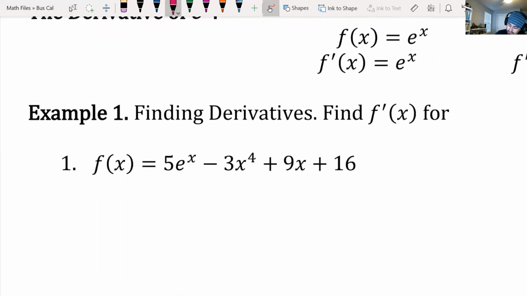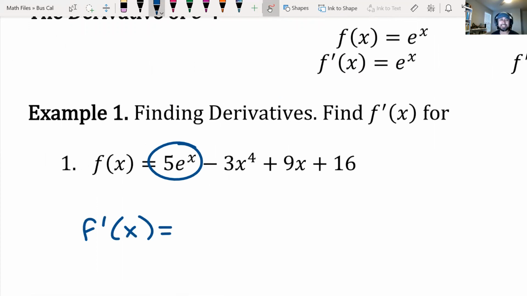Okay, so we want the derivative of f of x, so we're going to say f prime of x. And first up is, what is the derivative of 5e to the x going to be? 5e to the x. That's it. Minus, what's the derivative of 3x to the fourth?